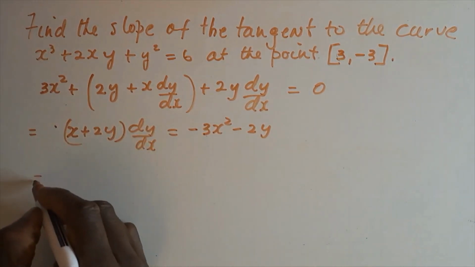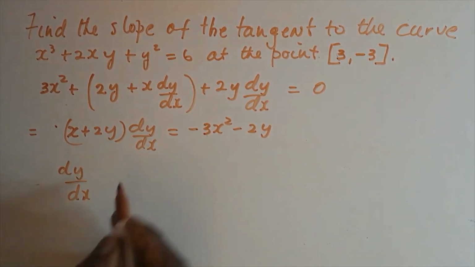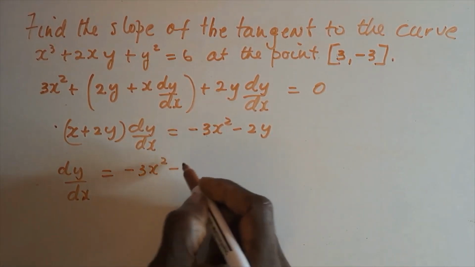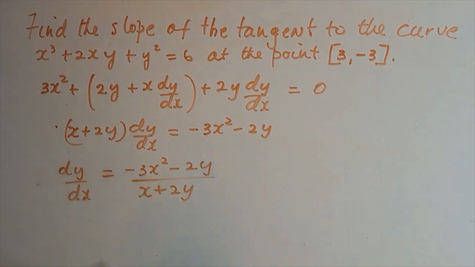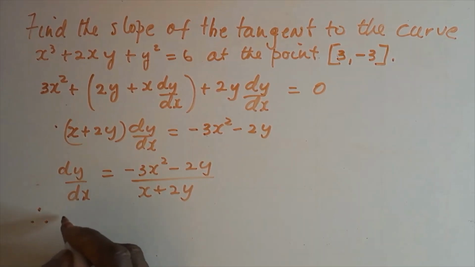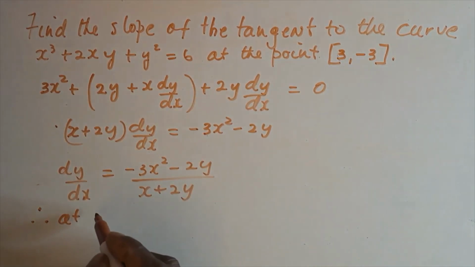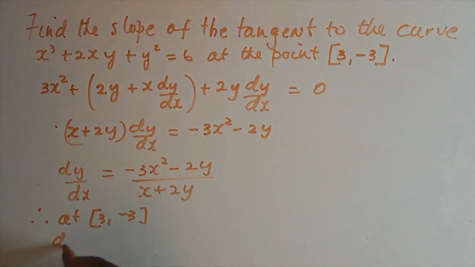And now we have that dy dx is equal to minus 3x squared minus 2y over x add 2y. So now we can find what the gradient is at the point 3, negative 3. All we have to do is substitute for x and y.